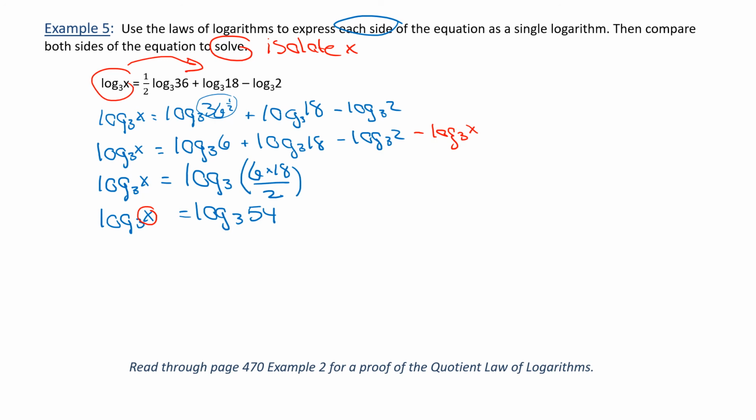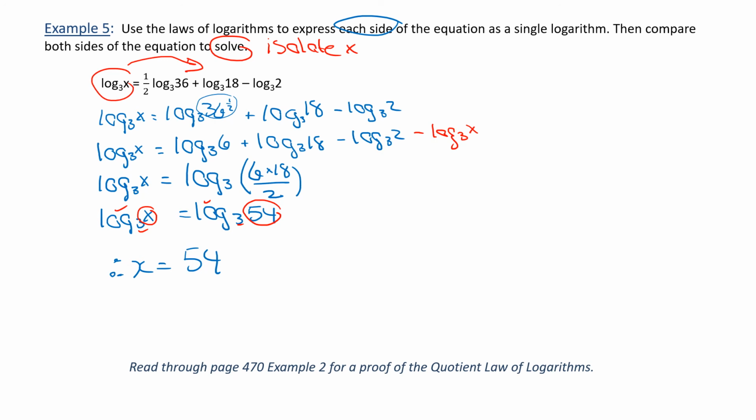So I can see if log base 3 of x is equal to log base 3 of 54, the word log is the same in both, the base of 3 is the same in both, so x must be 54. Therefore, x equals 54, and that is solved. I have the value of x solved there.